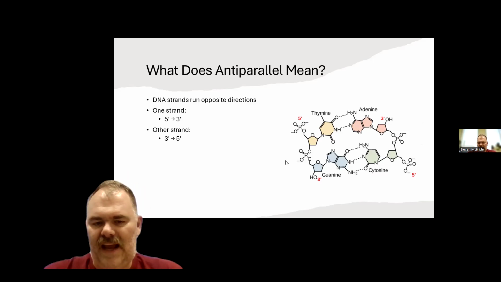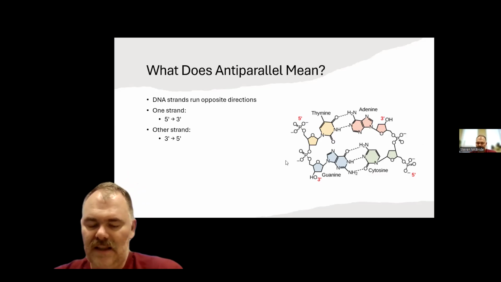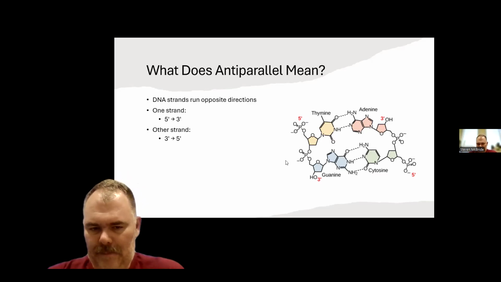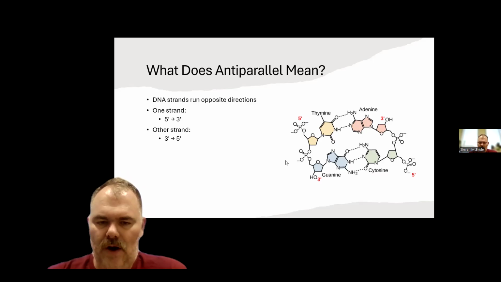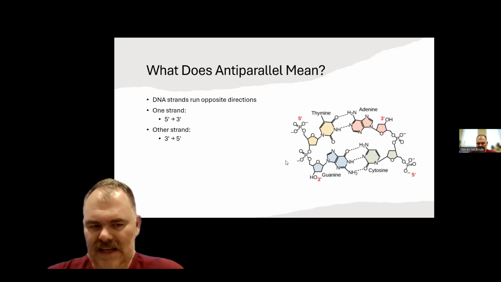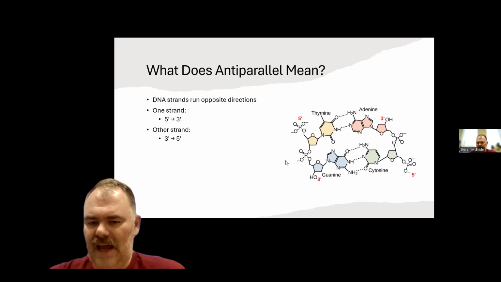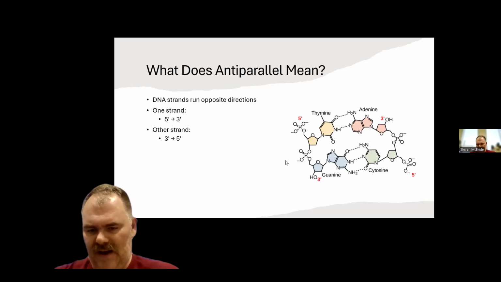Here we can see the anti-parallel structure of DNA. The two strands run in opposite directions. On the left-hand side, we see that top phosphate and then the bottom OH group. So it's like 5' to 3', 5' to 3'. Now on the right-hand side, it is the opposite. It goes 3' to 5', 3' to 5'. Now, whenever you pair up your DNA, you're always going to have one running 5' to 3'. The other one is anti-parallel, meaning it runs in the opposite direction.